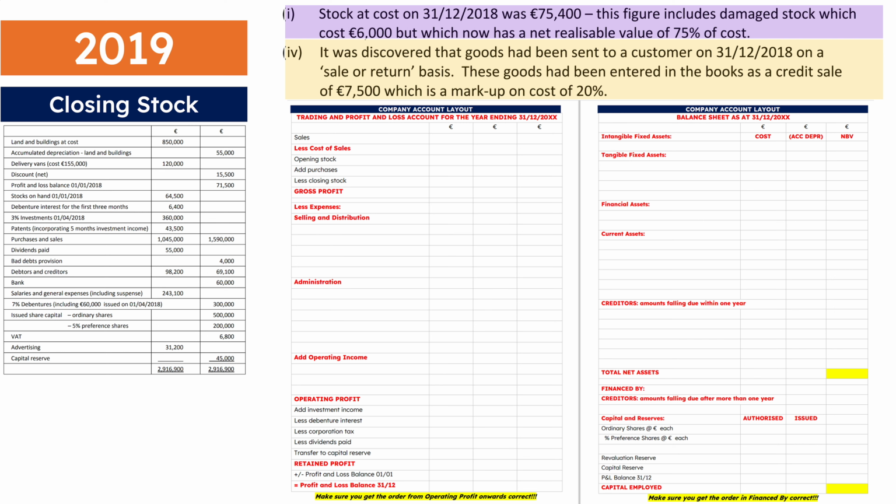Okay, so the first one, closing stock 75,400 minus 6, and we add the realisable value, and we'll also write closing stock as per TPL in the current assets.